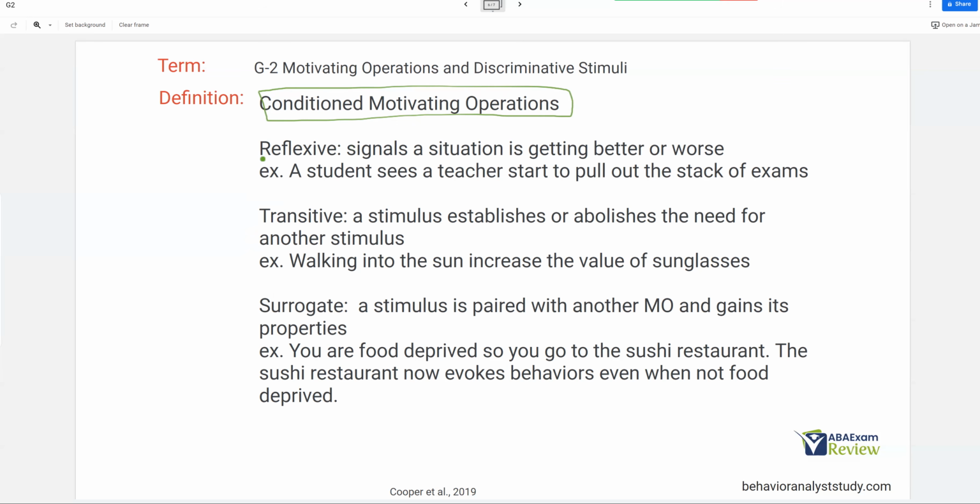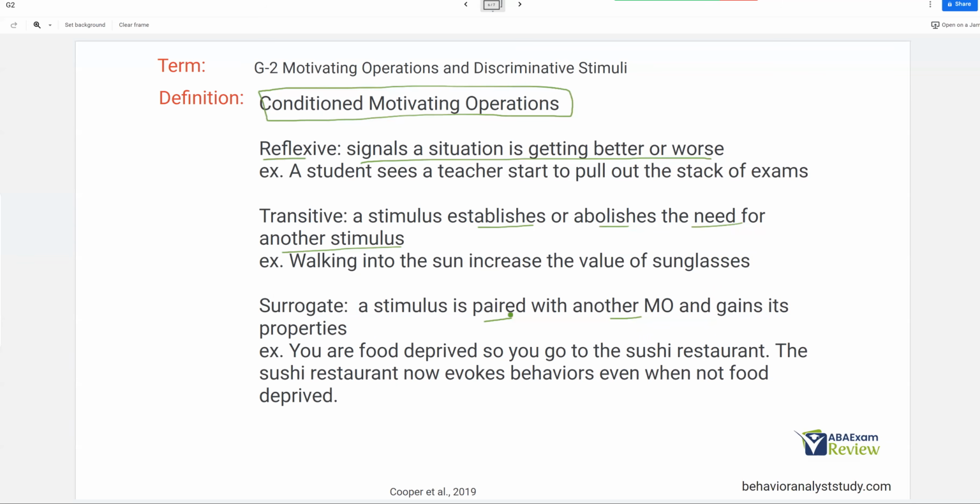A reflexive CMO. It signals the situation is getting better or worse. So a student sees a teacher start to pull out a stack of exams. That's going to increase the value of something and decrease the value of other things. Transitive. A stimulus establishes or abolishes the need for another stimulus. You walk into the sun, it increases the value of sunglasses. And then surrogate. A stimulus is paired with another MO and gains its properties. Think in terms of those three simple ideas for reflexive, transitive, and surrogate.